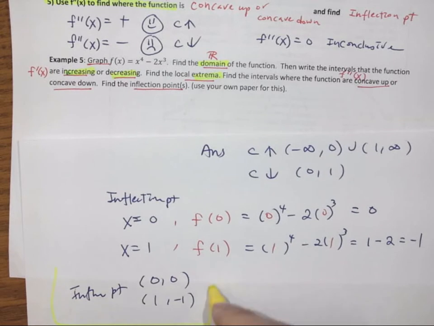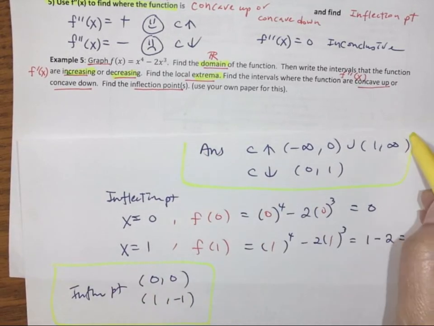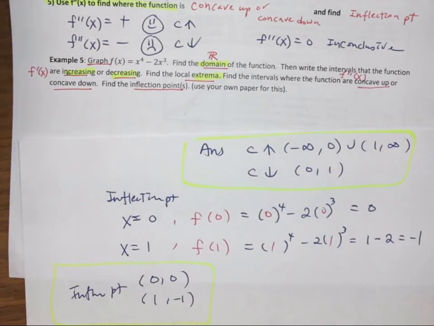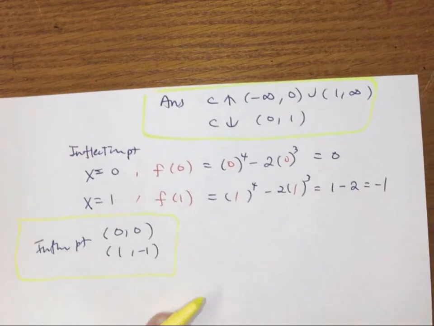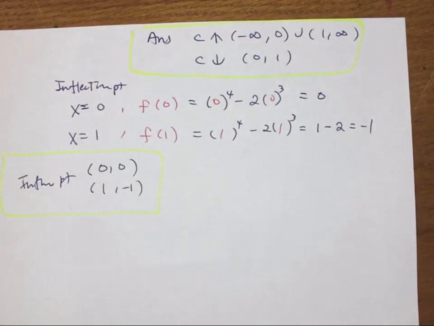So that's not done, right? They also want a graph, so this is a really long problem, right? So we got a lot of information. Using that information, we're going to attempt to graph this.